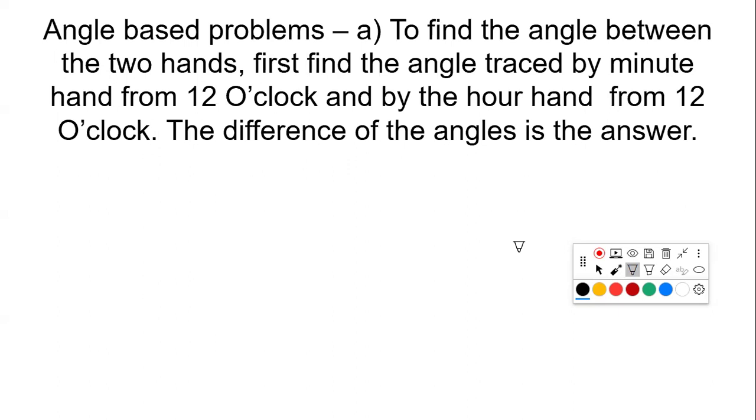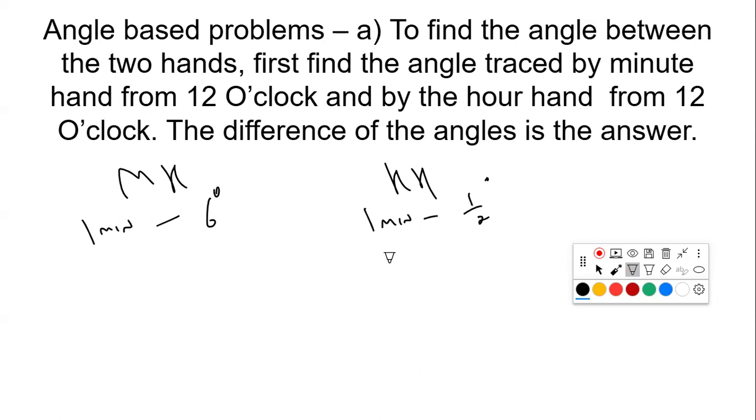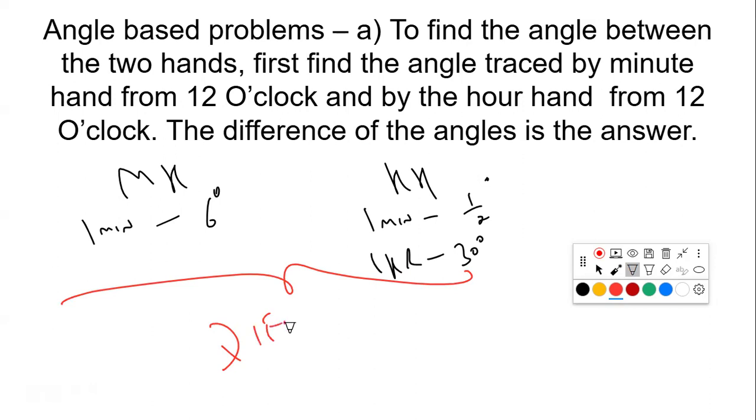So you know how to find out the angles, right? The minute hand, you know, and the hour hand, you know. The minute hand, every 1 minute, we just discussed, is 6 degrees. And the hour hand, every 1 minute, is half a degree, or for 1 hour, it is 30 degrees. So basically, when I take the difference of the angles, that will be my answer.